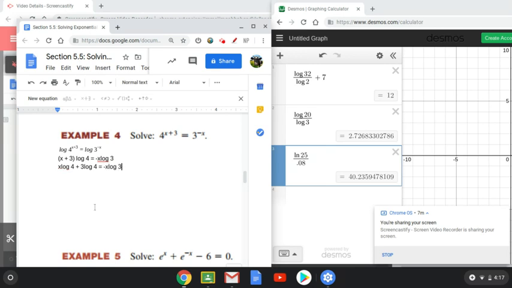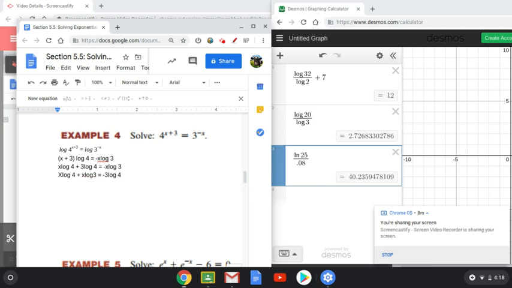Well, now what can I do to kind of start to get my like terms together? Well, I can take anything with an x and put it on one side, and I can take anything without an x and put it on the other side. So what I'm going to do here is I'm going to leave the x log 4 right where it is, but I'm going to reverse this negative x log 3 so that it's on the same side, and then take the 3 log 4 and move it by itself because it doesn't have any like terms to be paired with. So that'll be a negative 3 log 4 since we shifted it to the other side.